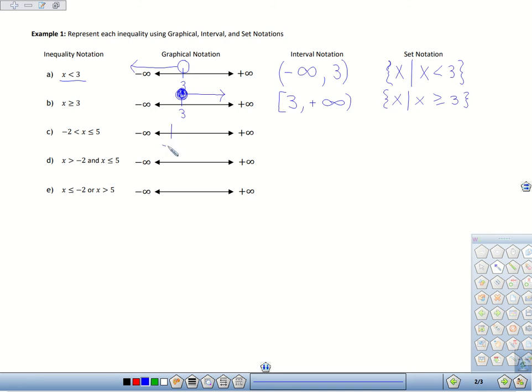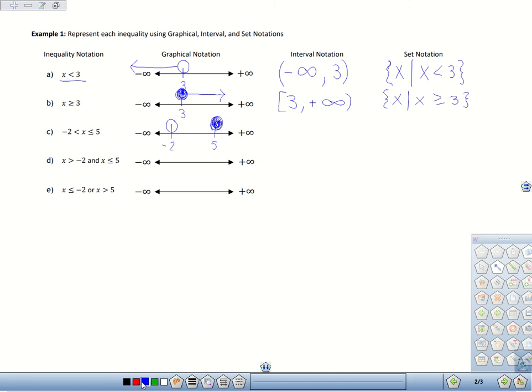So we're going to plot -2 and 5 on the number line. And make sure you go in order from least to greatest. And now we're going to determine what kind of circles we have above each. So above the -2, is it going to be open or closed? Open. And above the 5? Closed. Good.